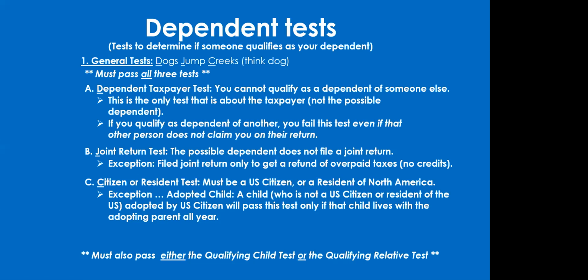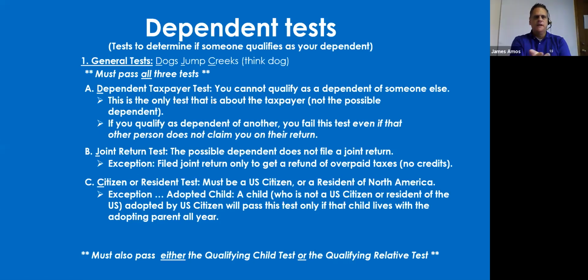What I've got here are a bunch of tests. Your reading teaches this differently, but this is how I'm going to teach it. I'm kind of giving it to you all at once, but I want to go through it line by line, so don't get overwhelmed. These are tests to determine if someone qualifies as your dependent on your return. As I say "you" in here, I'm talking about you as the taxpayer. If you're doing your own return, it really is you. If you're doing a return for somebody else, we're talking about your client.